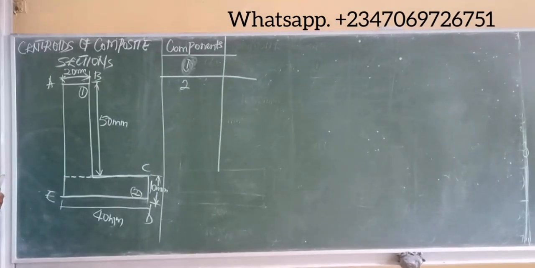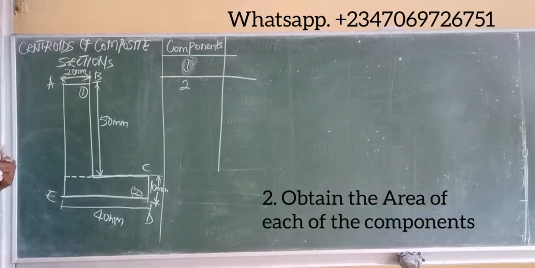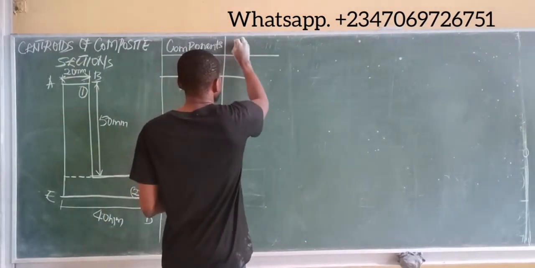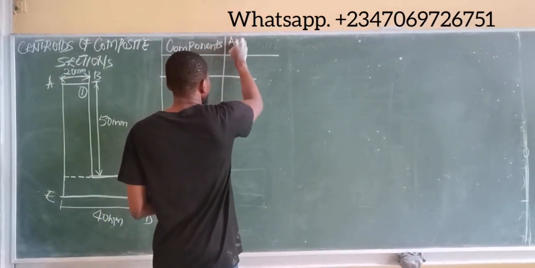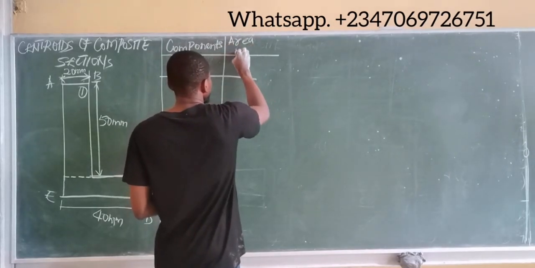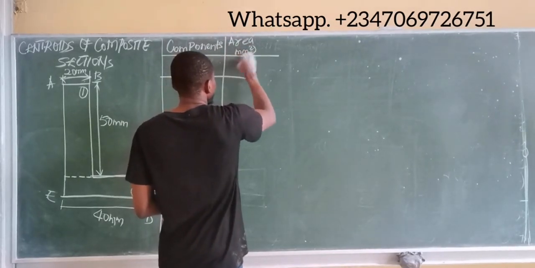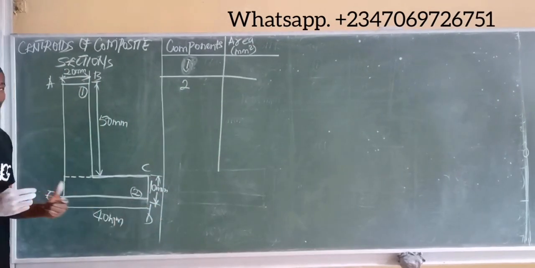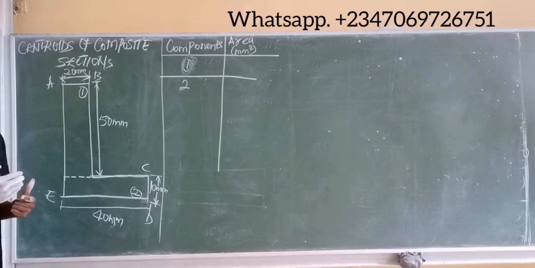Now, after splitting this into 2, the next thing to do is find the area of each of these components. So I will make a table for the area. And please take note, you don't need to convert the units to meters. Just keep it as millimeters and work with them.